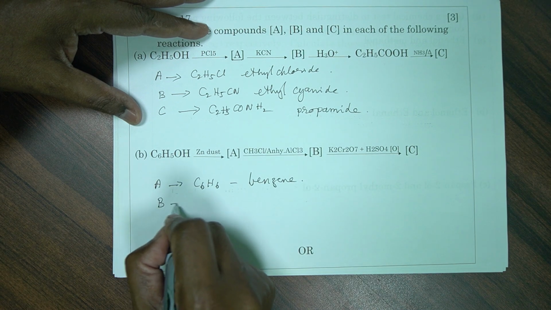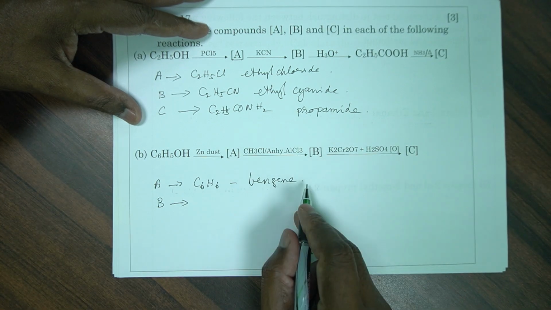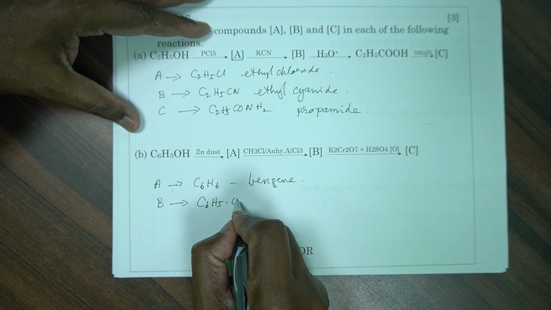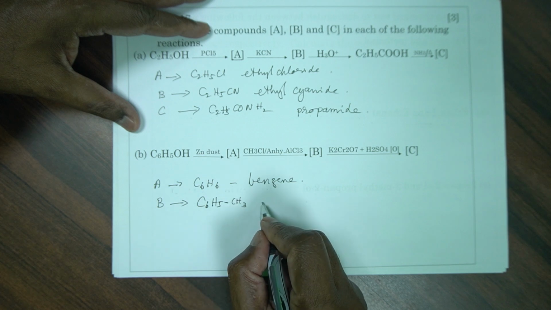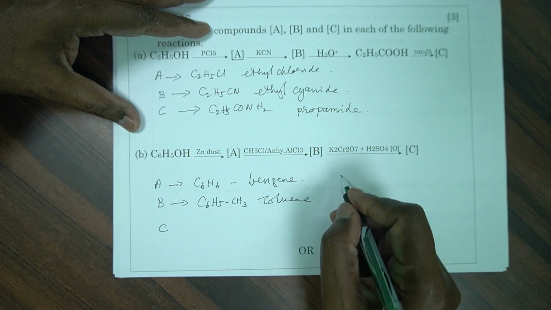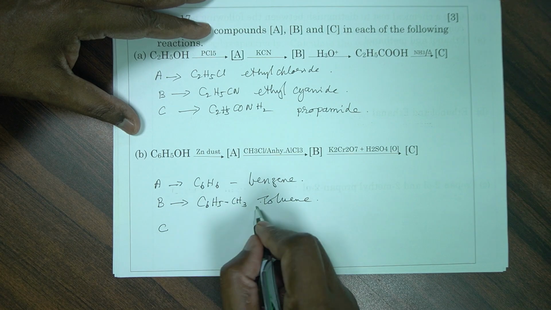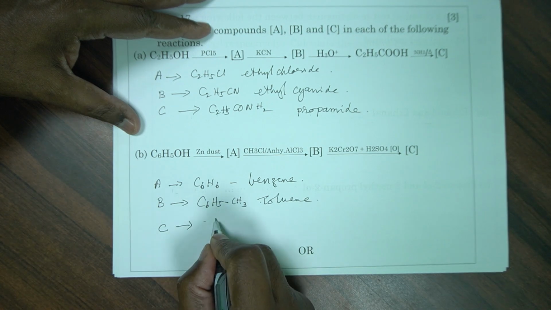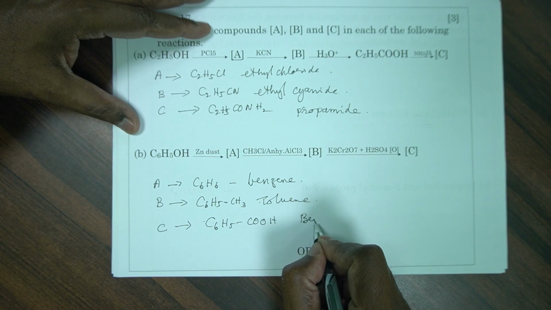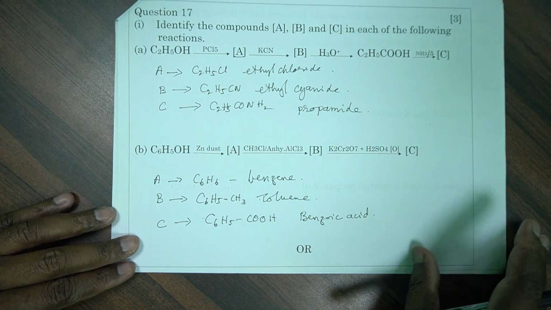And then compound B, it reacts with methyl chloride and anhydrous aluminum chloride. B is produced, so B will be C6H5CH3. So alkylation is happening, so it is toluene. Okay, and what will be C? C is getting oxidized by acidified potassium dichromate, so the CH3 group will be oxidized, so you get C6H5COOH, otherwise called benzoic acid. Okay, so that is question 17.